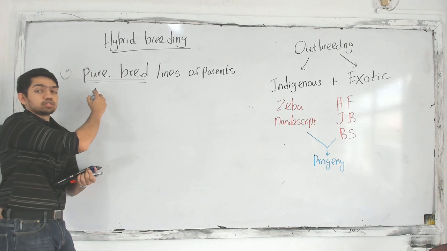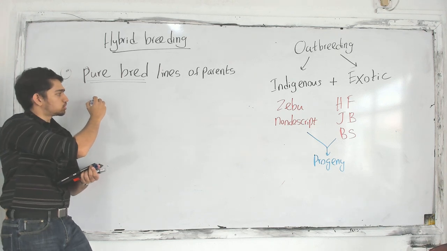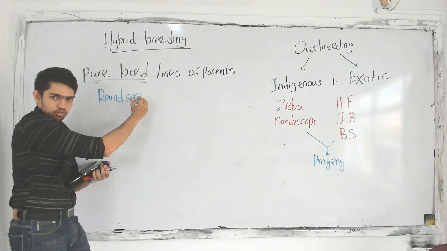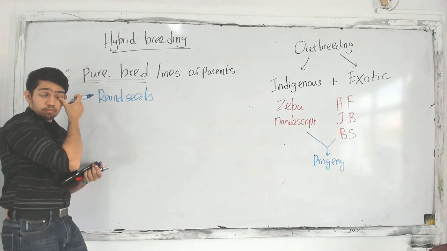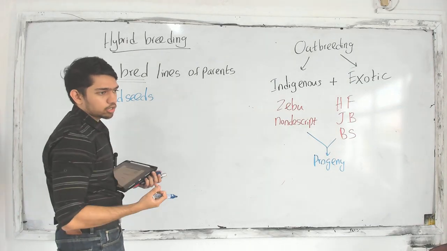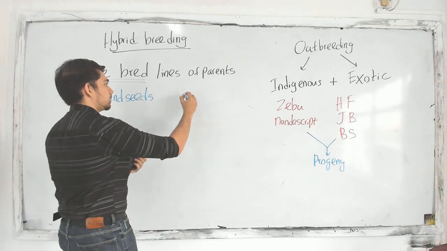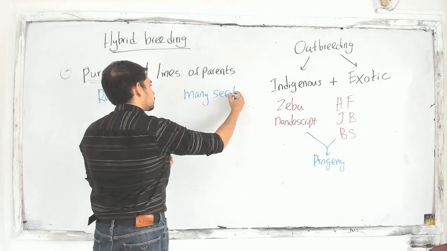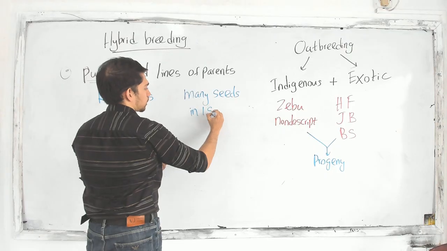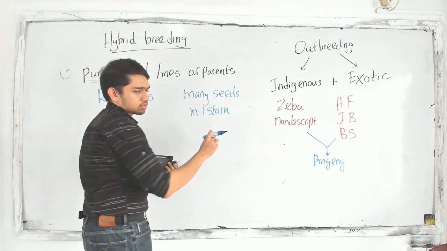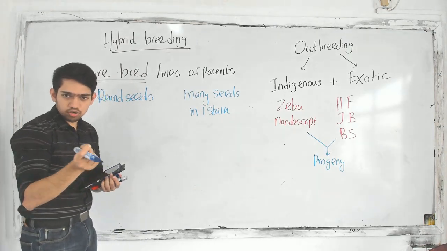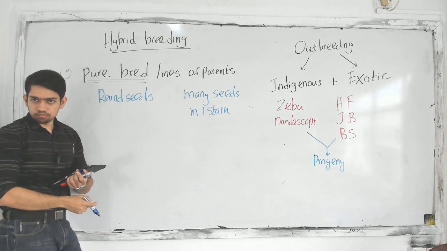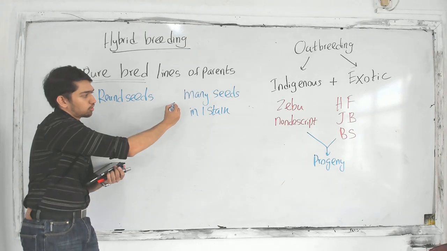Maybe good round seeds, big round seeds. Then another quality might be having many seeds in one stalk. If you take a rice stalk and have a lot of seeds there, that's a good variety. So if you have both in one, very good.